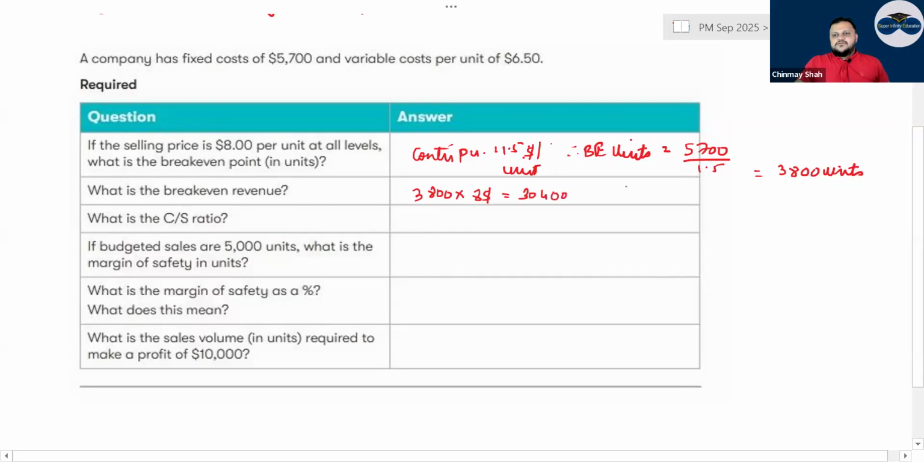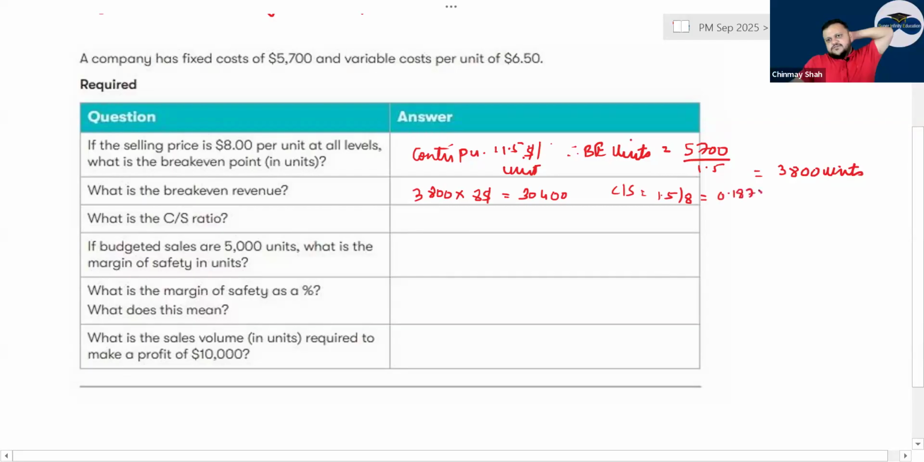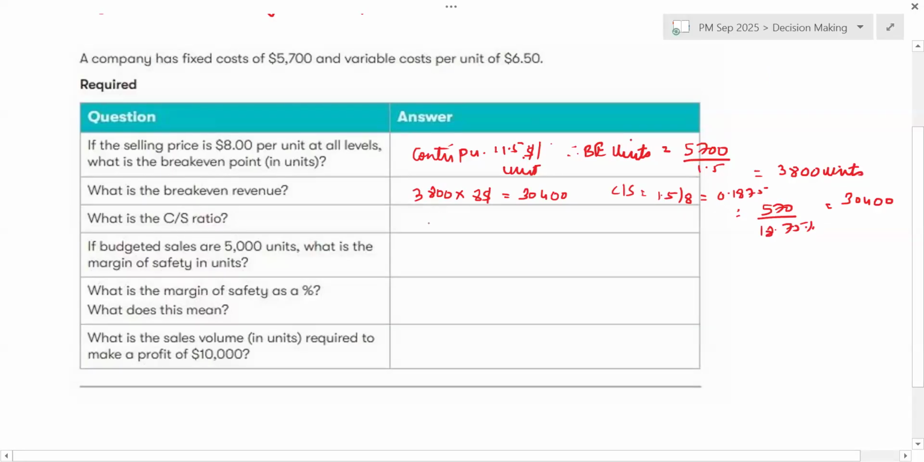Or you could have done it another way: get the C by S ratio. Contribution is 1.5 by 8. How much is the ratio? 0.1875. And then divide 5700 by 18.75%. It has to come to 30,400. One and the same thing. Yes sir, we have calculated CS ratio as well, 18.75%.